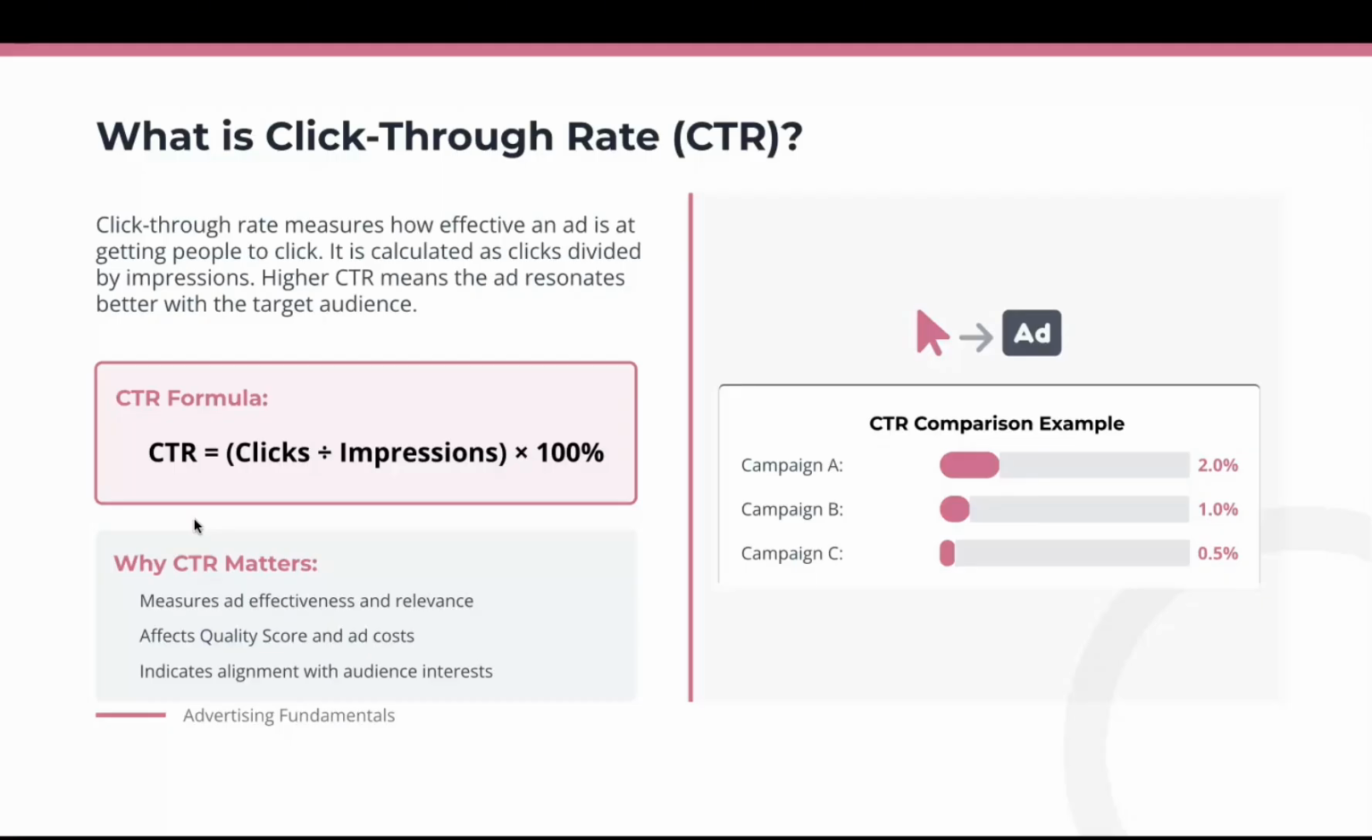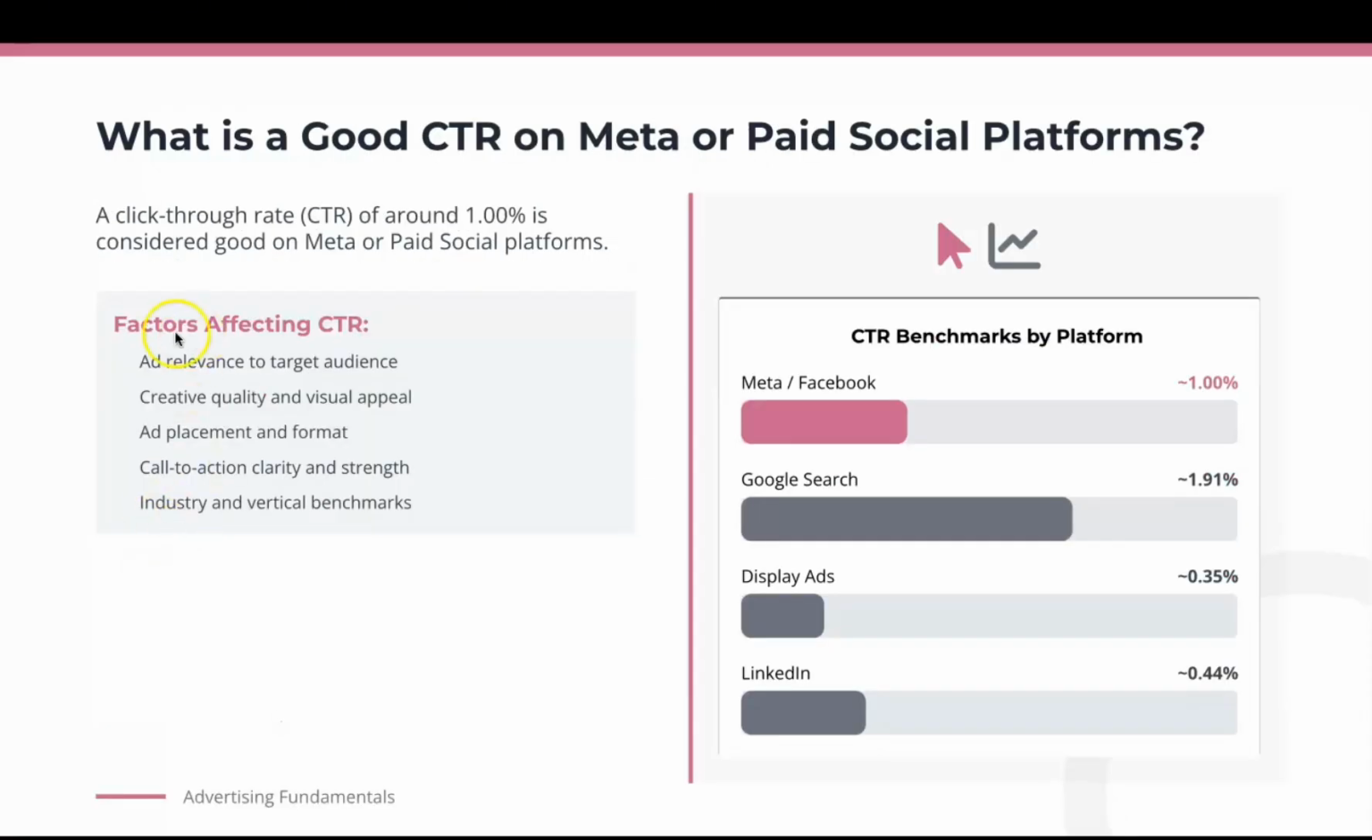And the CTR formula is clicks divided by impressions times 100% will give you the click-through rate. So when we look at the click-through rate comparison example, we have A, B, and C competition. Well, A has the highest click-through rate, which is 2%. B coming in second place with 1%, and then C coming in third place as 0.5%. So, what is a good CTR on Meta or paid social platforms in general, or paid search platforms as well? Because we have Google search right here.